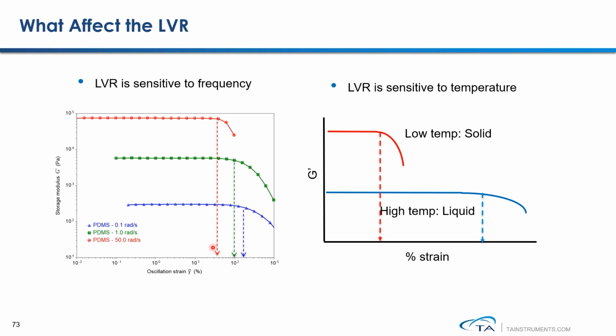So if you're going to perform a frequency sweep test on this sample, you need to consider selecting a strain that is in the linear region across your entire measurement frequency range.